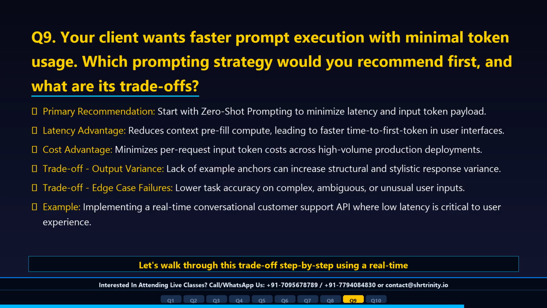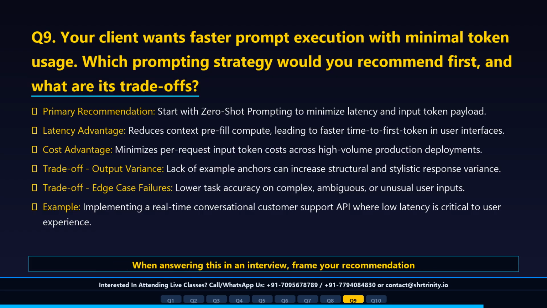Let's walk through this trade-off step by step using a real-time customer service chatbot API. In a live support chat, users expect responses in under a second. Using zero-shot prompts keeps input payloads minimal, enabling the LLM to process instructions and begin streaming text almost instantly. The trade-off, however, is that without sample outputs anchoring the generation, response formatting can occasionally vary, and the model may misinterpret ambiguous edge case queries. To mitigate this without adding full examples, you must implement tight guardrails, strict delimiters, and systematic fallback logic.